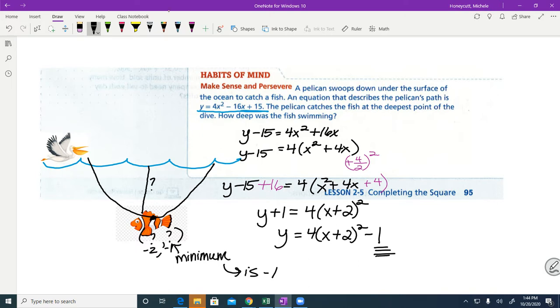And does it tell me units? No. So all I can say is the fish was 1 unit under the water. I would say -1 unit under the water because that would be like saying 2 double negatives and you're canceling it out. But the negative is signifying that the fish is under the water. So the fish was 1 unit under the water.